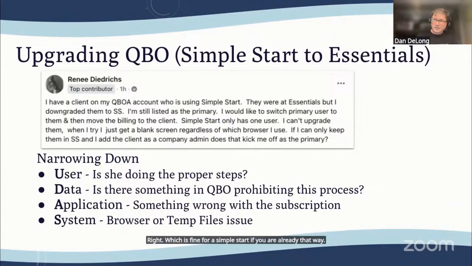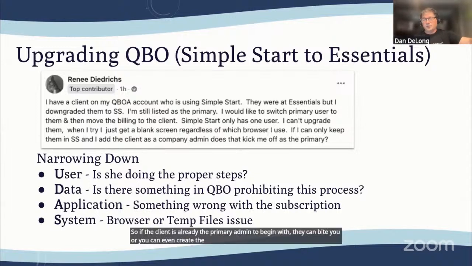So if the client is already the primary admin to begin with, they can invite you, or you can even create the QBOA or create the Simple Start subscription and tell QBOA, make my client the primary admin, and then they automatically become the primary admin. You're the accountant user. Kumbaya.